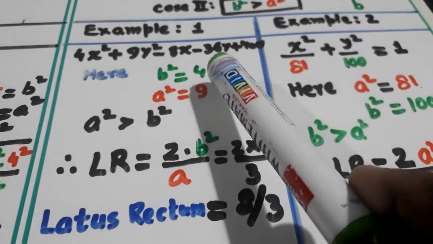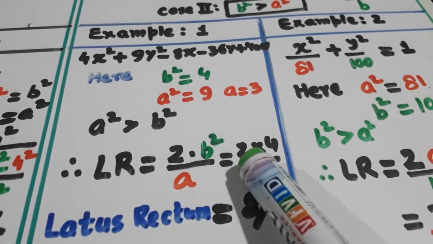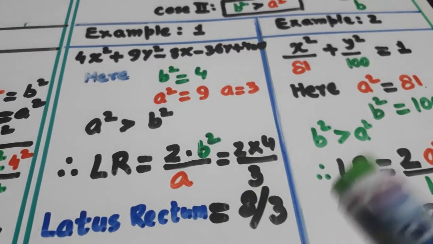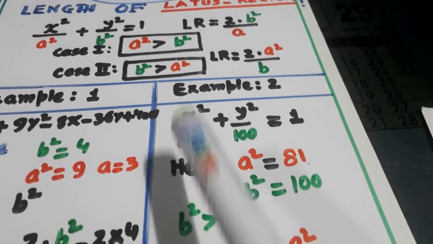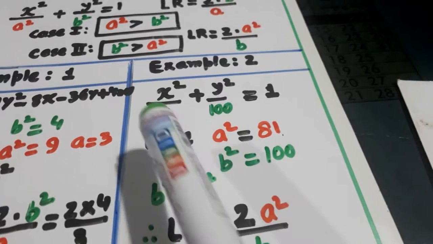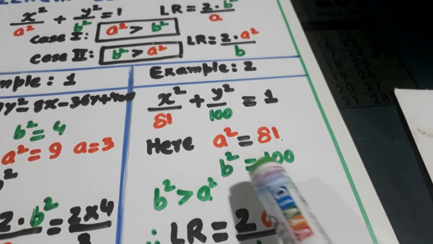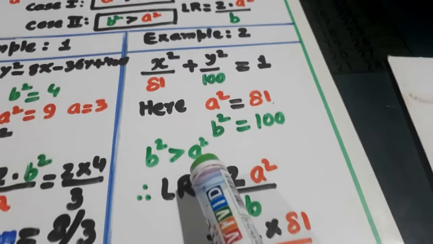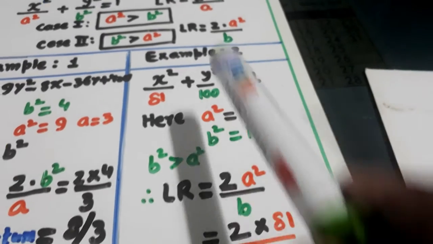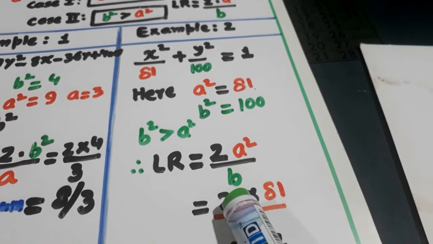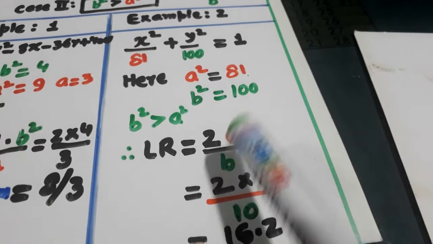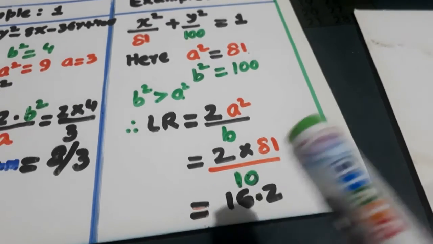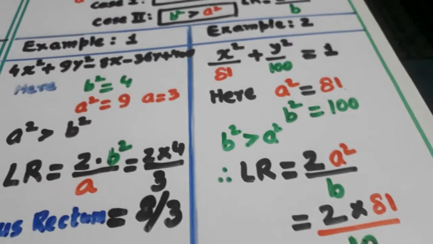b square is 4, so 2 into 4, a is 3, 8 by 3. Question is done. In this case, a square is 81, b square is 100, b square is greater than a square. Second case, latus rectum will be 2a square over b. So 2a square is 81 and b is 10. Of course, answer is 16.2. Very simple. Now let us go to next.